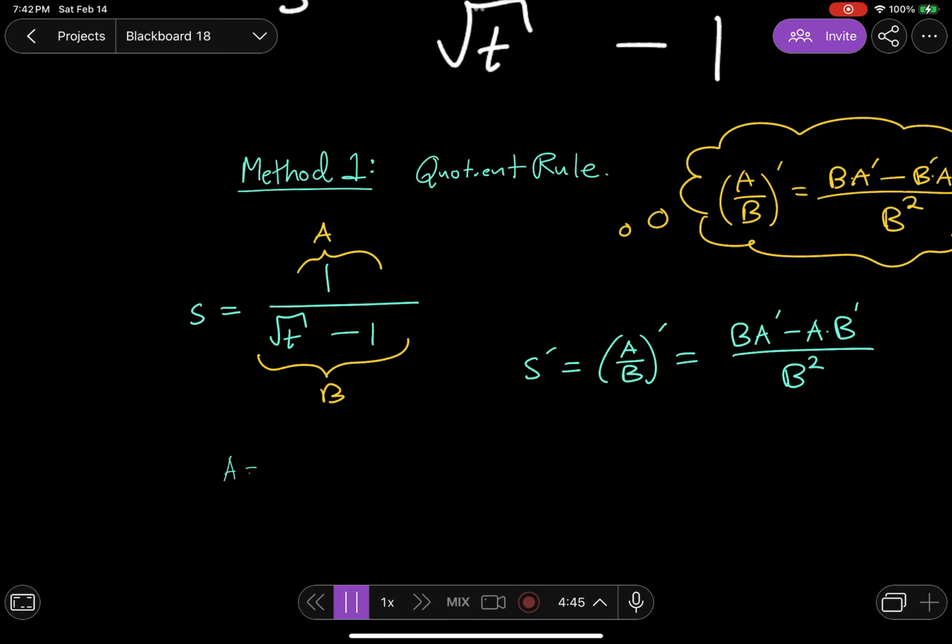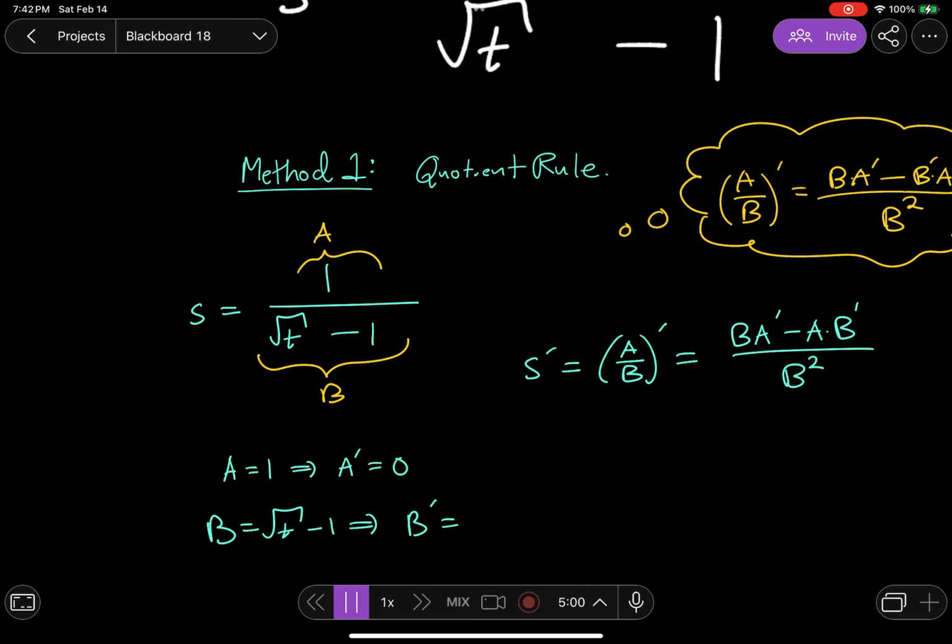So A is equal to 1. Oh, but that's easy. A prime must be equal to 0. B is equal to root T minus 1. Oh, but that means that B prime is equal to, this negative 1 is going to disappear when we take the derivative.